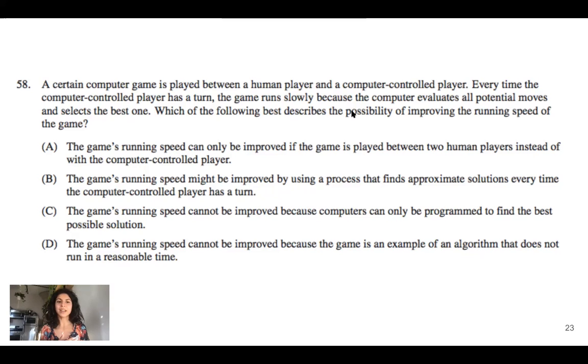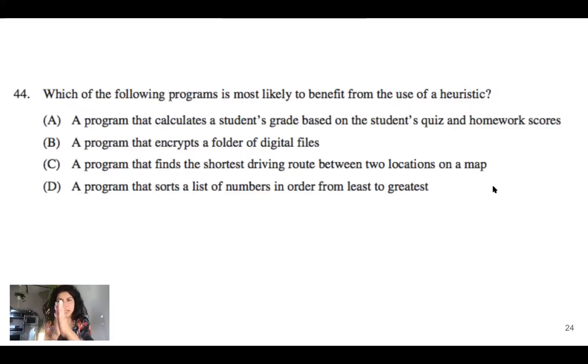The only way that it could find the best possible solution is through a brute force attack, which is going through every single possibility, but as we know, that would result in a really long wait time. And so our answer here is B. The running speed will be improved by using a process that finds approximate solutions, aka a heuristic. Good job, everybody. Let's do another.